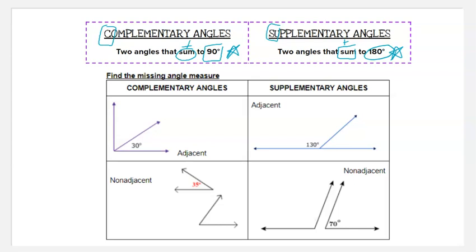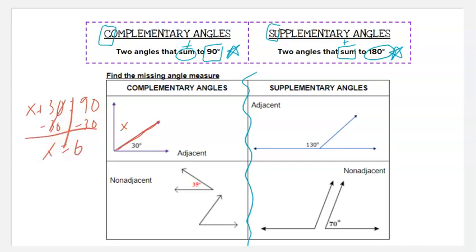So we want to find the missing angle measure. Let's just start on our complementary side. We know that these angles are complementary because that's what we're told when we're set up. So if these guys are complementary, this angle, I'll just call it angle X, plus 30, so X plus 30 equals 90. We could solve the equation, so subtract 30 on both sides, and we get X equals 60.